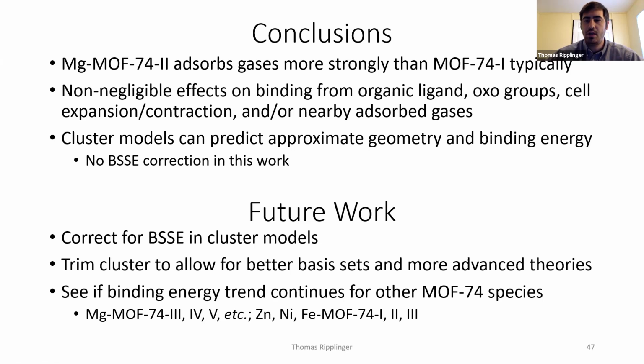We use DFT. It'd be nice to be able to use MP2, something that is better at the long range interactions. And then we'd like to see if this trend continues as we continue to expand the structure. So if we had a third benzene ring between the metals, or a fourth, would this trend continue? Or if we use a different metal, such as zinc, nickel, or iron, would this same trend of stronger binding as the cell grows hold true? Next slide.